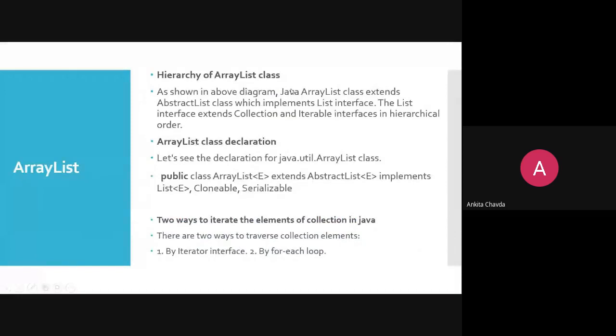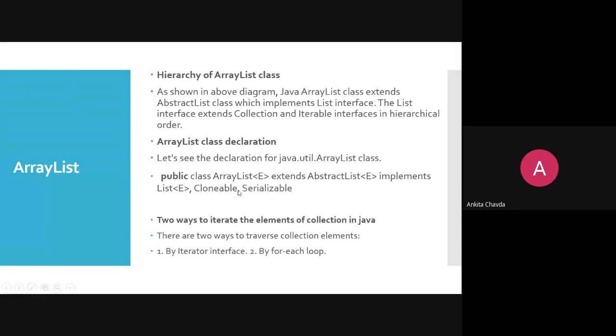As shown in the diagram, the Java ArrayList class extends the abstract list class, which implements the list interface. The list interface extends collection and iterable interfaces in hierarchical order. Right. How can you declare this class? So what is the declaration? See, all the collection classes are in java.util, so don't forget to import the java.util.* package if you don't know the classes or interfaces.